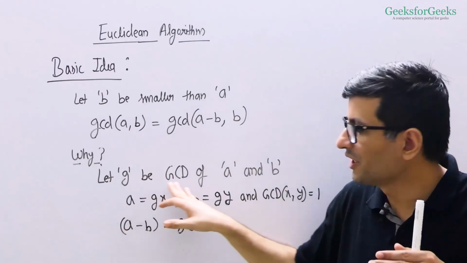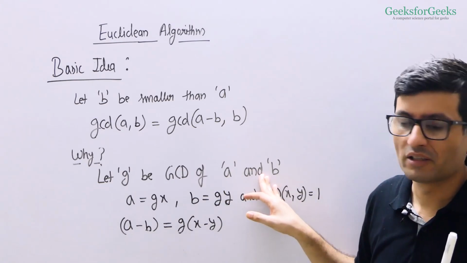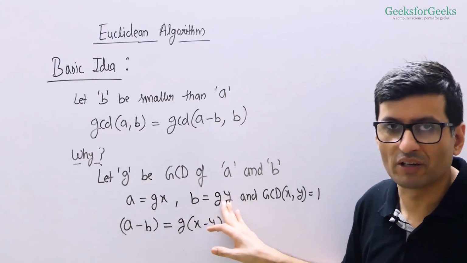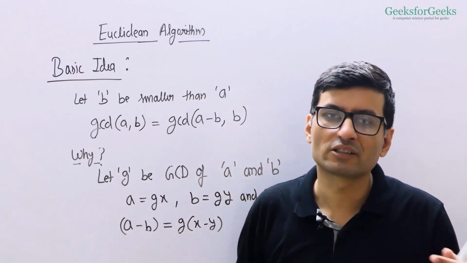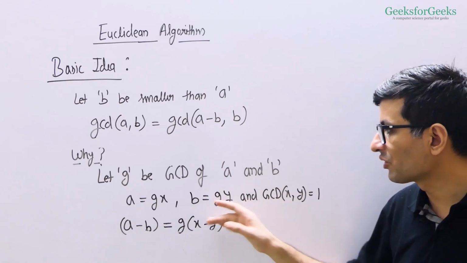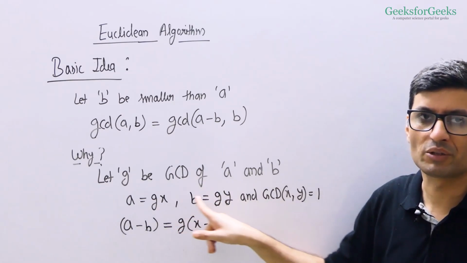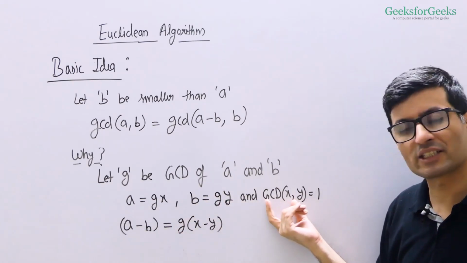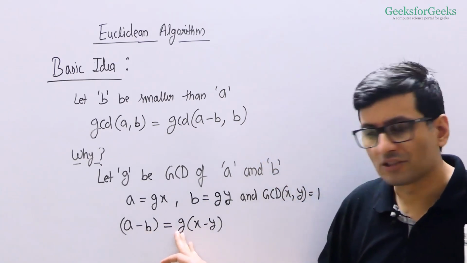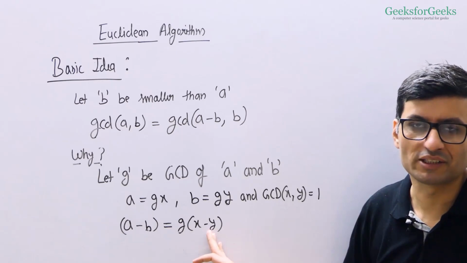Let G be the GCD of two numbers A and B, which means we can write A as Gx and B as Gy, where x and y are integers. And since G is the GCD, there should not be any more common factor between x and y. So GCD of x and y should be 1. So we can write A minus B as G times (x minus y).